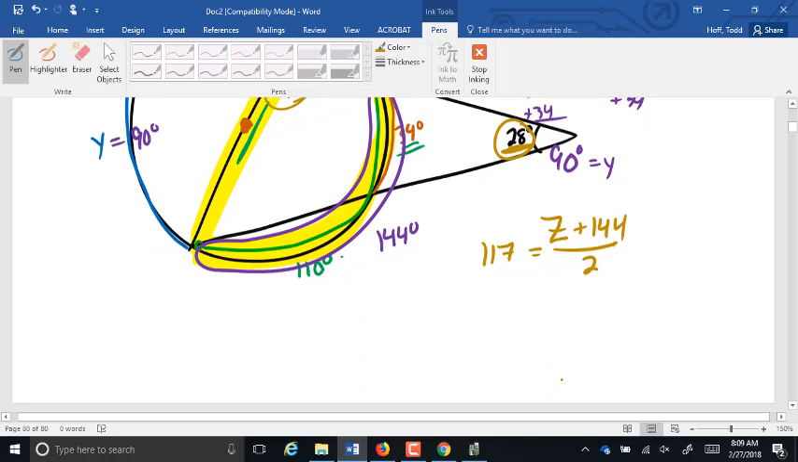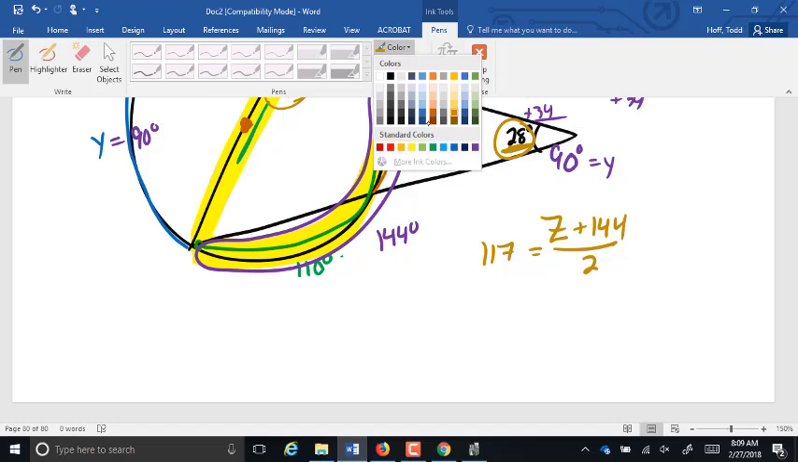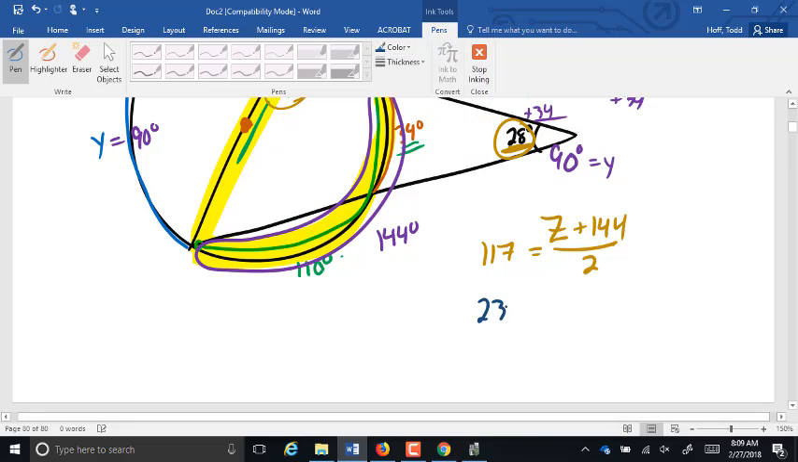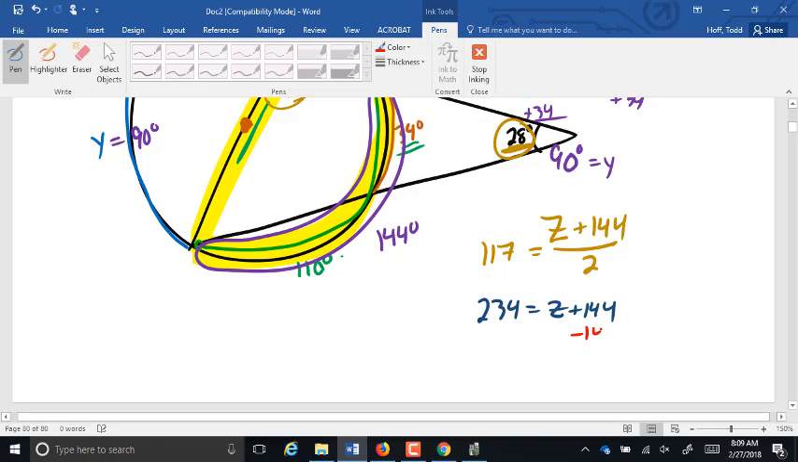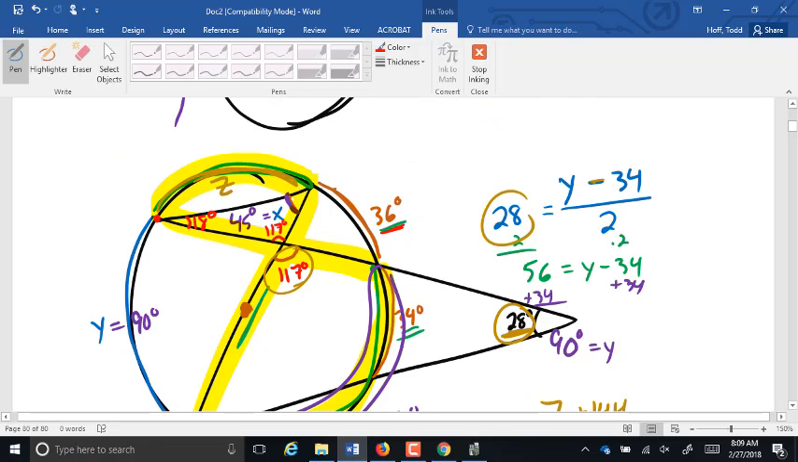So we multiply by 2, and I know we're running low on time. That is 234 equals Z plus 144. We'll subtract 144. That gets to be 90 degrees. Now, because of all the rules that we've seen today, there were probably other ways to go about finding some of the things I did, but I wanted to illustrate certain ones of the concepts that we learned.